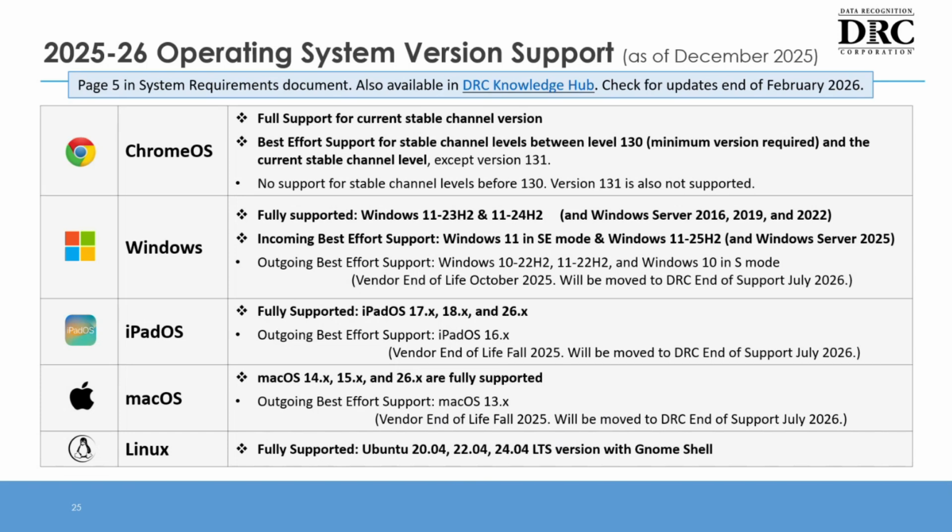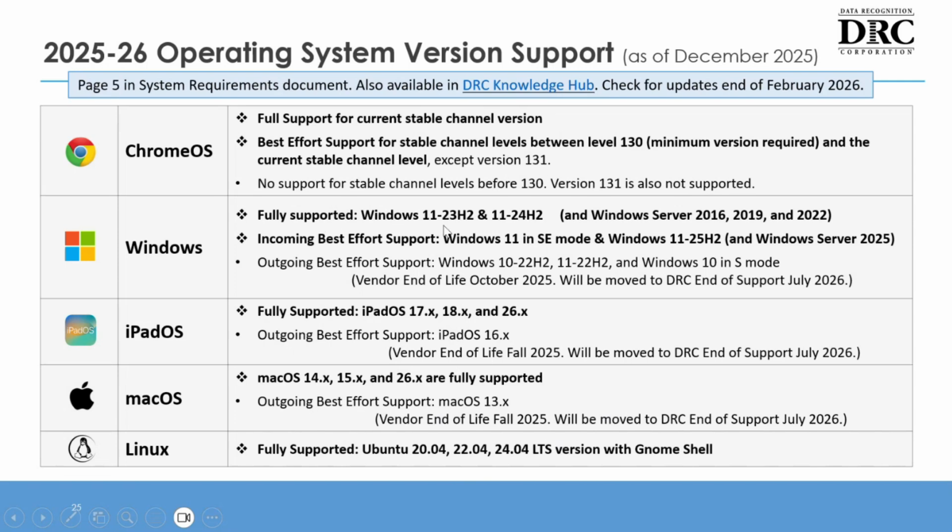This is a list of our operating system version support. The latest information for supported operating systems can be found in the DRC Knowledge Hub. So starting with Chrome OS, there's full support for the current stable channel version. The minimum version required is Chrome level 130, except that version 131 is not supported.